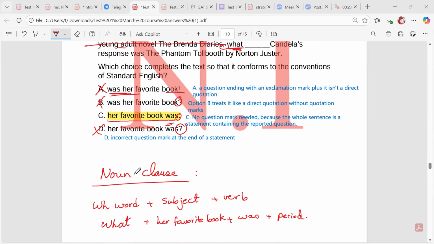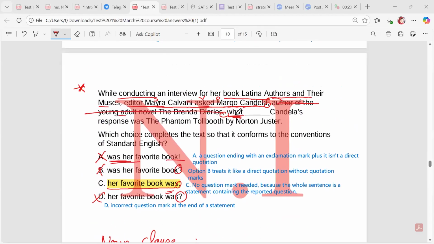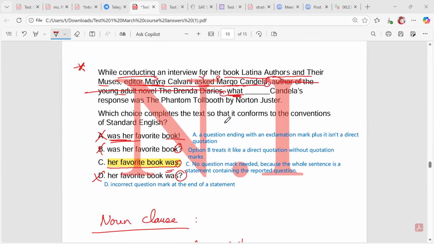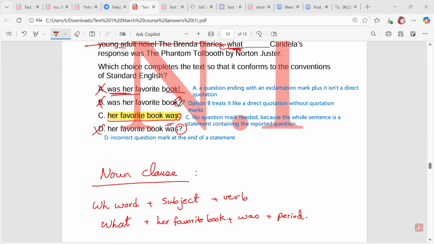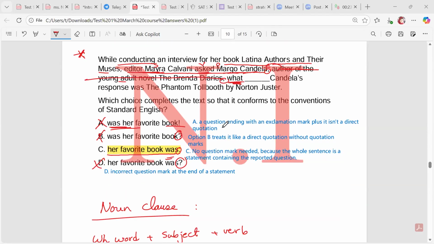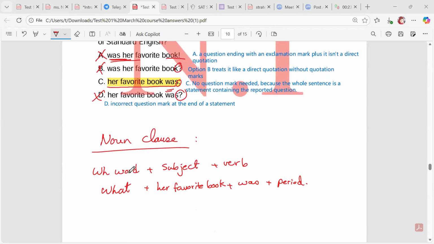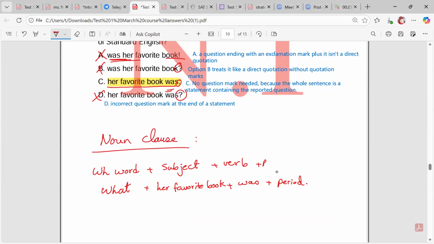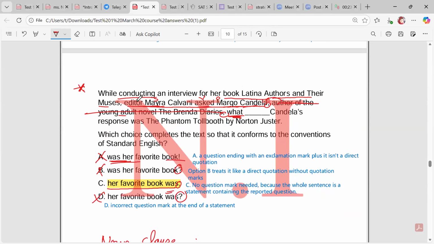I was saying that a noun clause starts with a WH word, but it's not a question because it's a part of a sentence. You will eliminate the question marks, and you should end the noun clause with a period. Is it clear? This is the rule: WH word, subject, verb, plus period. Okay?